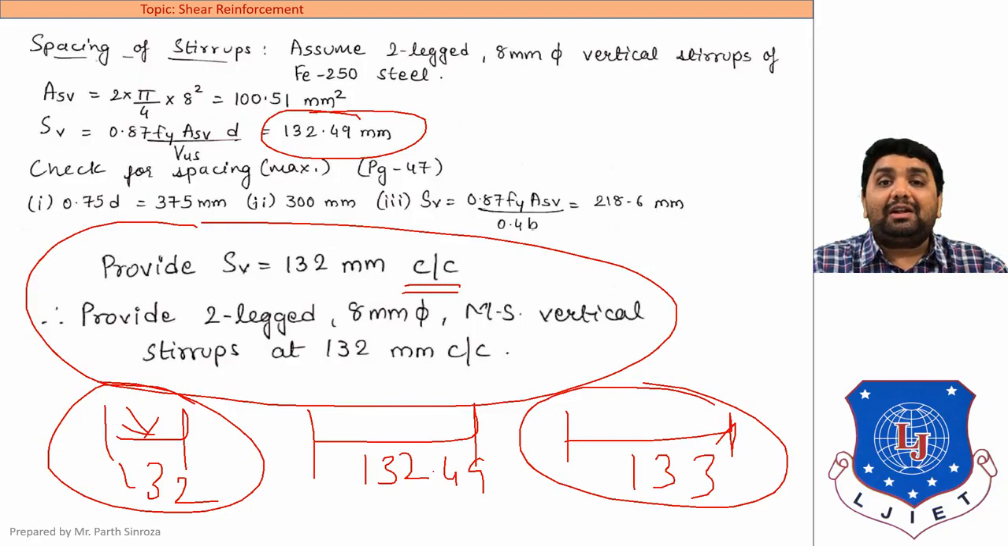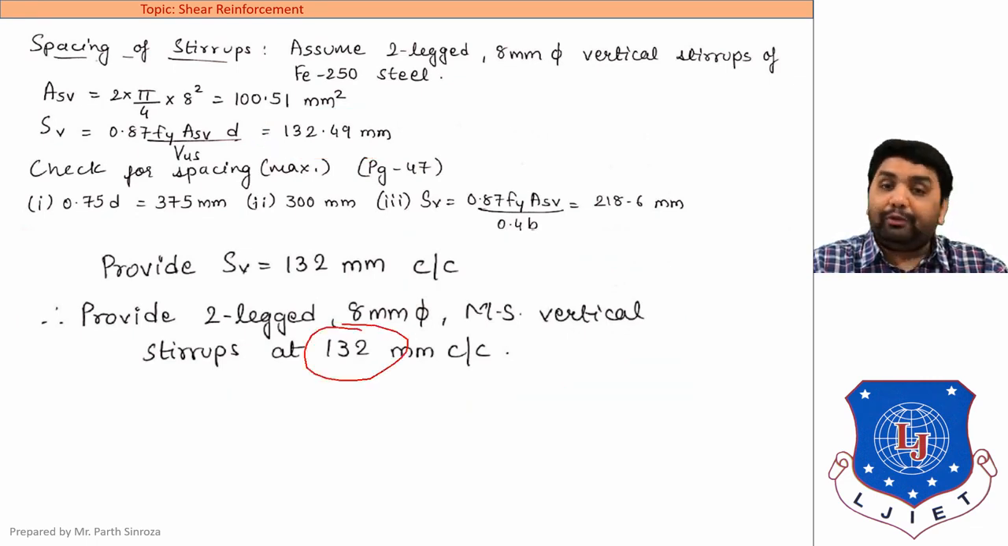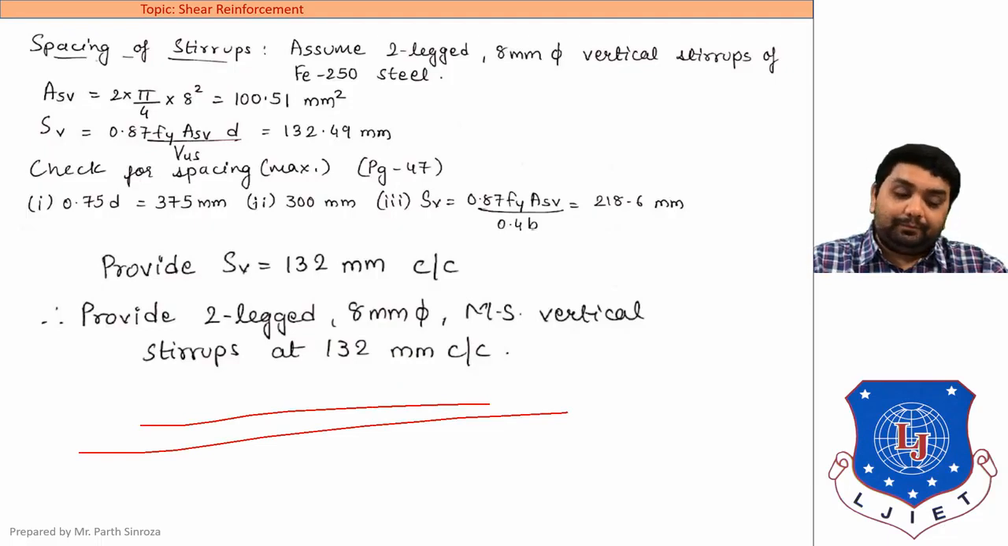In the previous cases, we were rounding it off to the higher value because those were either our diameter or dimensions or area of steel. Clear? But regarding spacing, we will always use this in this chapter and also in slabs. Whenever you are dealing with spacing, we will always be rounding it off to the smaller value. So we'll be rounding this 132.49 to 132. You can directly write here 132.49 also. For the GTU perspective, it is well and good. Yeah? So this will be our final answer.